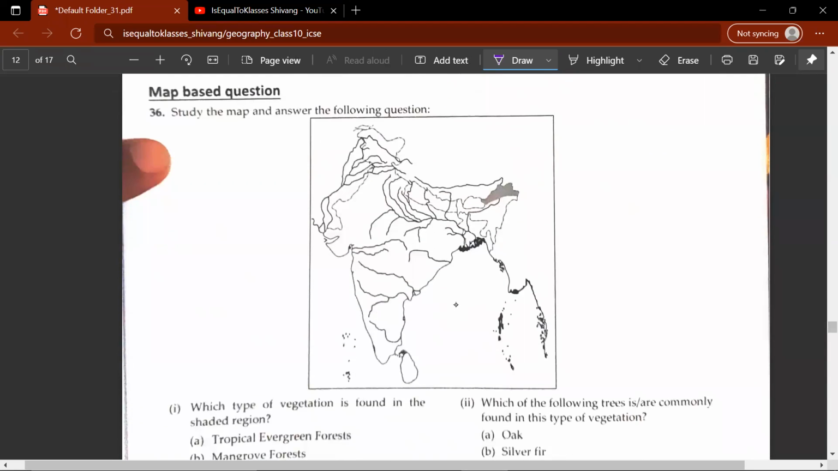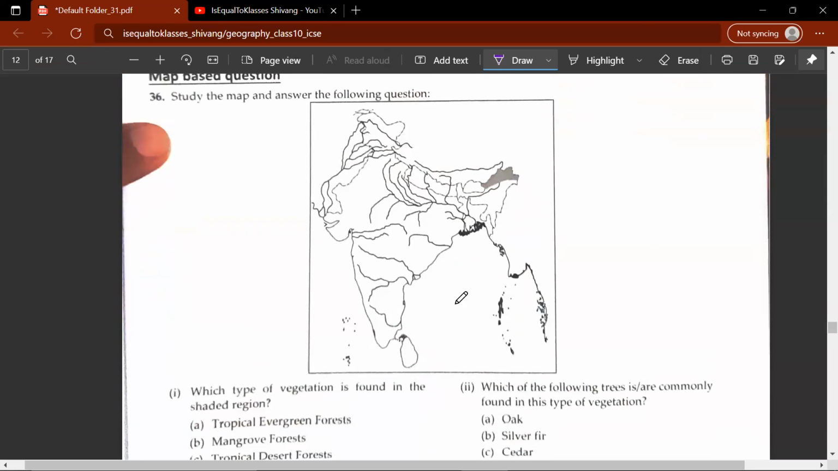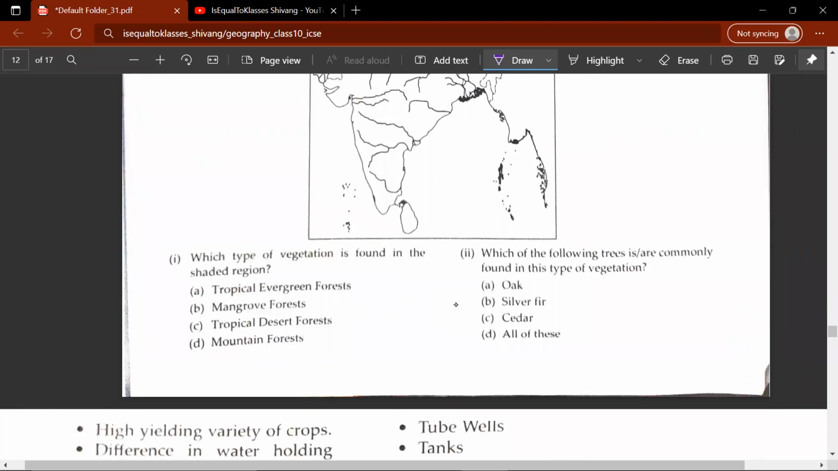Map-based question. 36th. Study the map and answer the following question. Which type of vegetation is found in the shaded region? So let's look at the shaded region. The shaded region shows the state of Arunachal Pradesh, a part of it, or full, I don't know. So D, mountain forest is found, because Arunachal Pradesh is present in the region of the Himalayas, or basically mountainous regions.